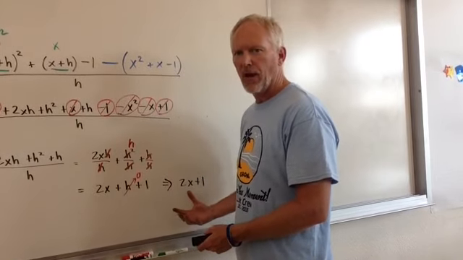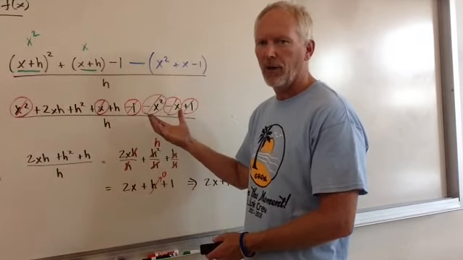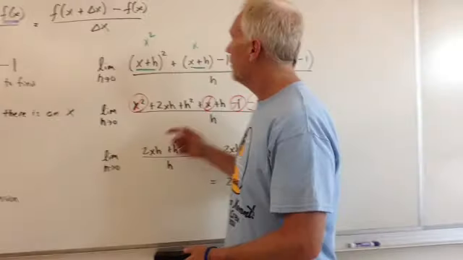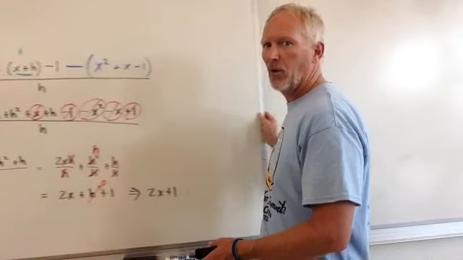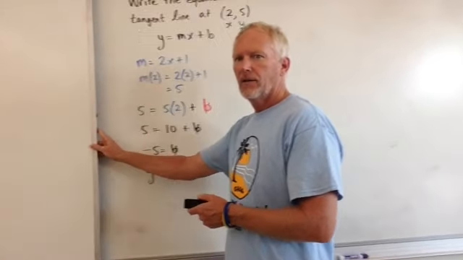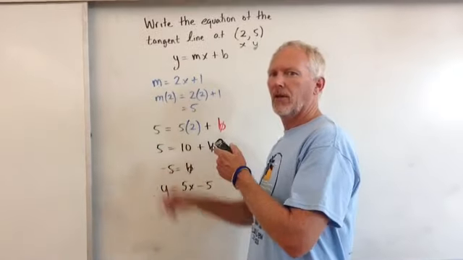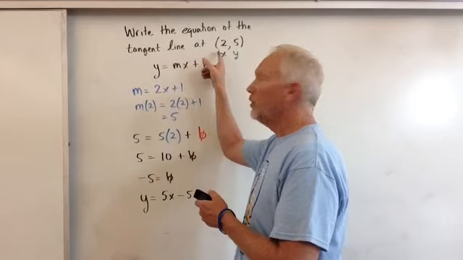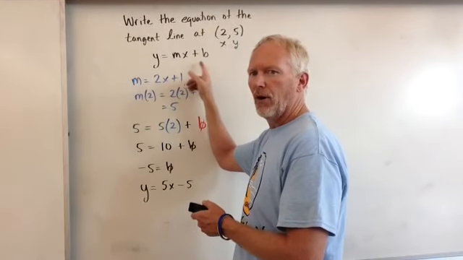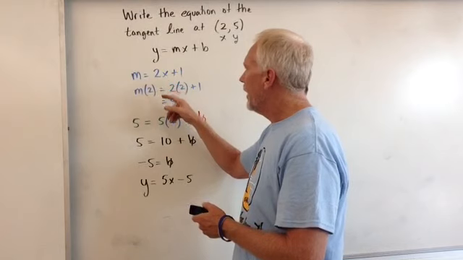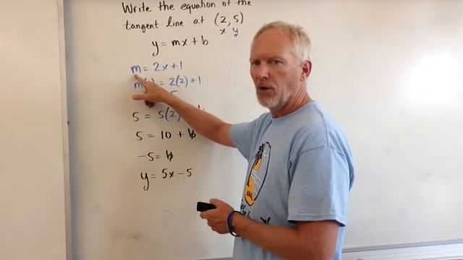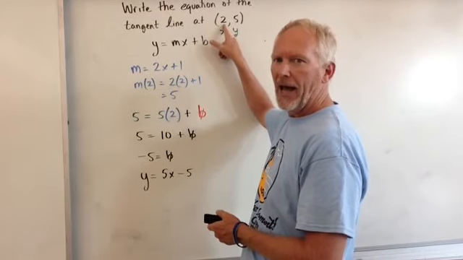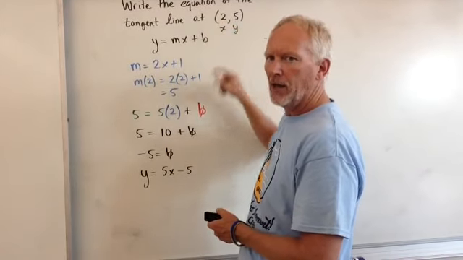Now what we can do is, with that information, we can go anywhere on the curve and find the slope of that particular line. All right. So now the next part of the question says, write the equation of the tangent line at (2, 5). So we have our y equals mx plus b here, and we know that our m is our slope, which is 2x plus 1. And we want to find it. They tell us to find it at x equals 2 and y equals 5.